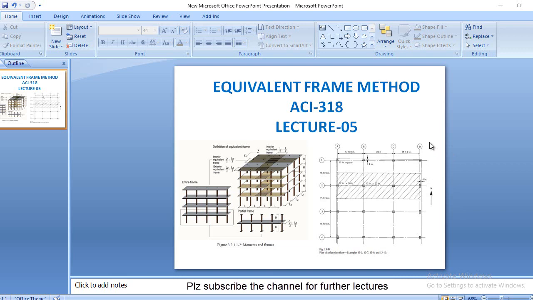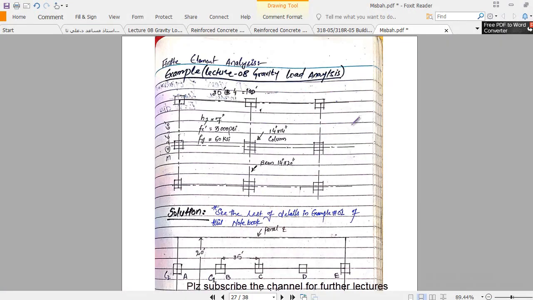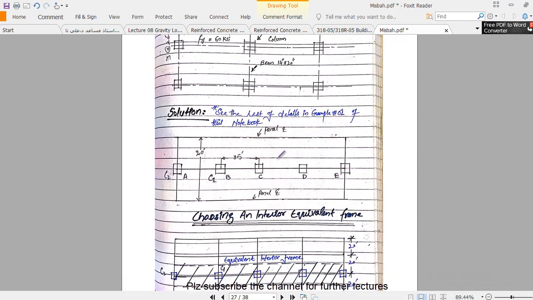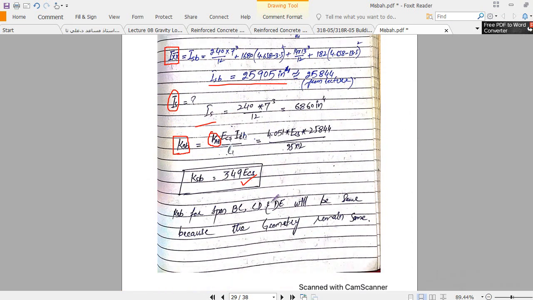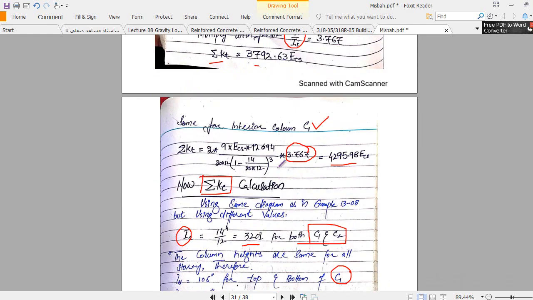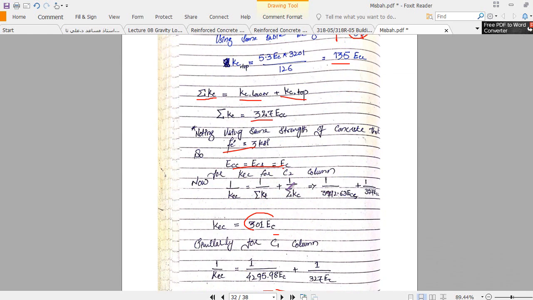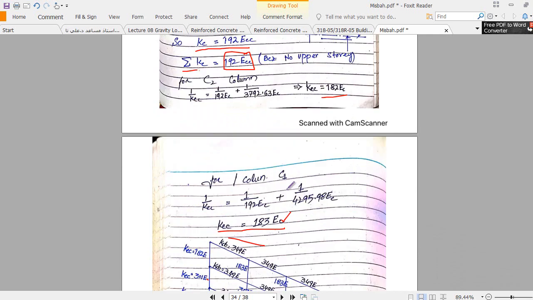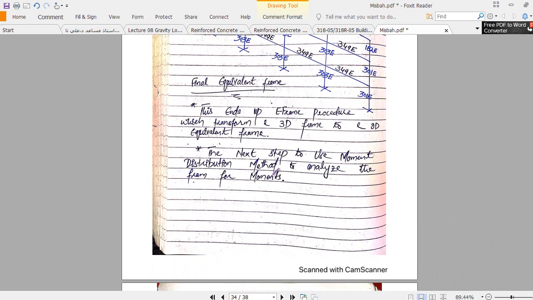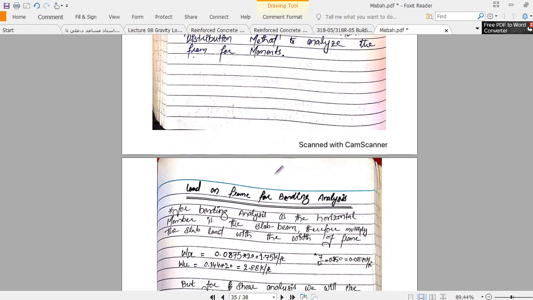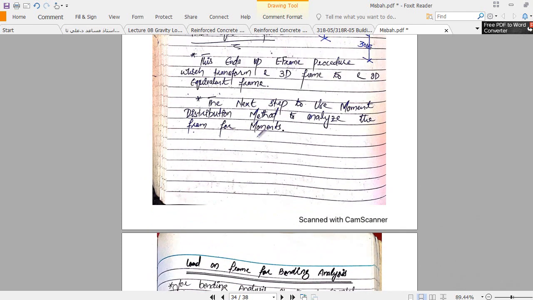Students, as we start the equivalent frame method, we start with an example, which was this example. In lecture number 3, we covered this example up to this point. In lecture number 4, we covered this whole portion, and lecture number 4 ends at this point. Clear? Now after this, what we need further is to run the moment distribution table.